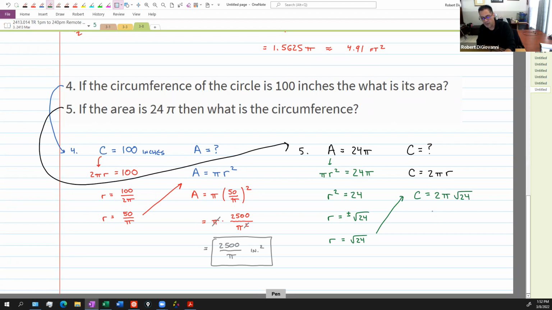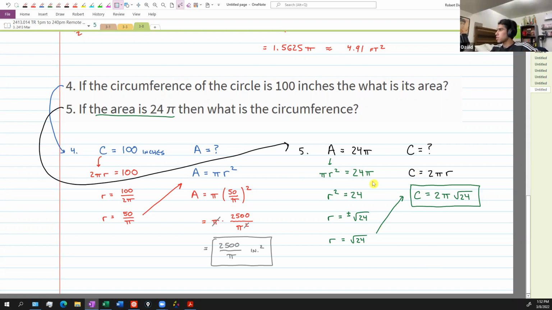That's fine. And this will be what, I didn't give a unit, did I? The area is 24 pi. I didn't give inches or feet or anything, so I can't give a unit for this. I can just give a numerical value for it. Do you understand what I'm doing here? Are there any questions? Y'all are good?